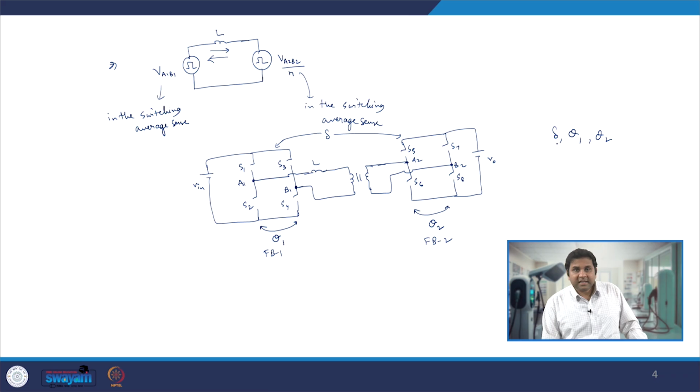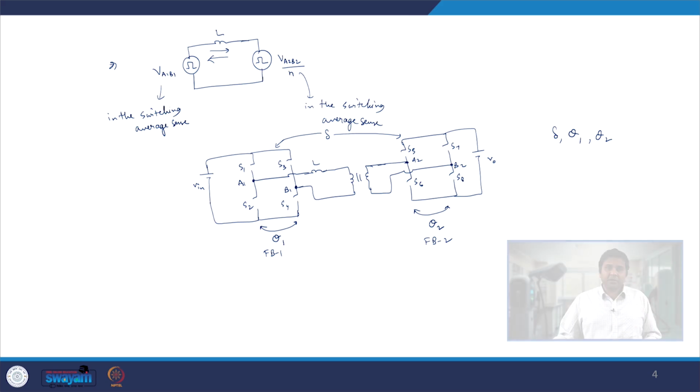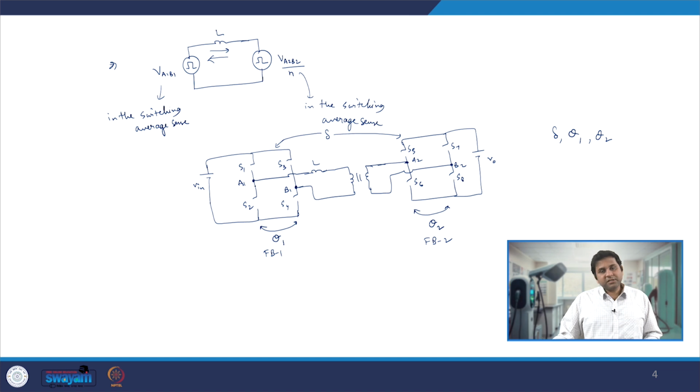By giving delta, we are actually changing the phase shift between the voltages applied from VA1 B1 and the voltages applied from VA2 B2. While giving theta 1, we are actually changing the duty ratio of the voltage applied from A1 B1, that means for how much time we are applying plus V in voltage, and for how much time we are applying minus V in voltage from A1 B1.